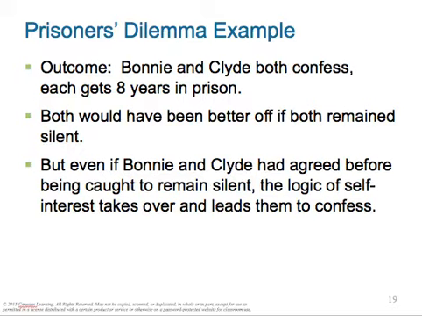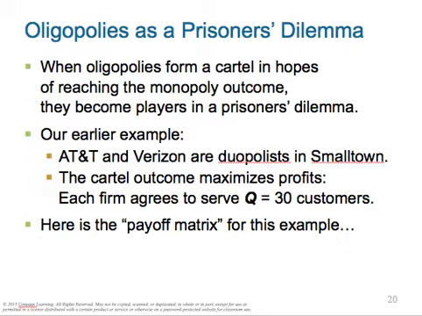Now, the prisoner's dilemma illustrates why cooperation is so difficult even when it is both players' mutual interest. It's in their mutual interest just to both remain silent and get a year. But all they can see, they don't really know of that. They just want to minimize their chances of spending 20 years in prison. Now, oligopolies as prisoner's dilemma. When oligopolies form a cartel, say like our Verizon and AT&T example, they form a cartel in hopes of reaching a monopoly outcome. They want to operate as a monopoly when they do it collectively.